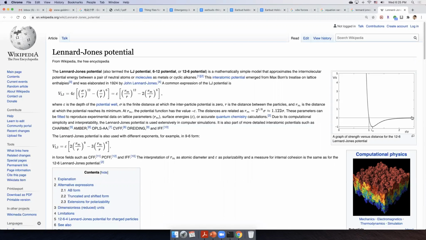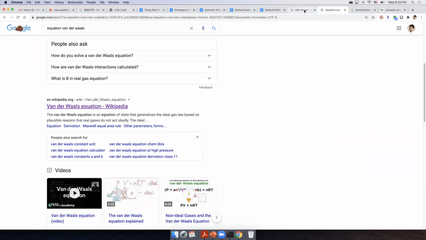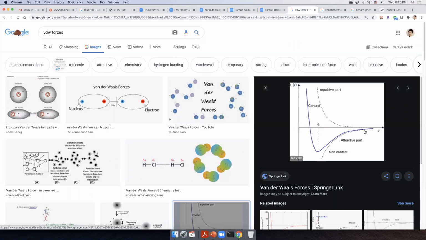If you plot this equation in xy coordinates, you will see this equation looks like this. It's very similar to the van der Waals feature. So usually we use this equation to describe van der Waals interaction. Even in MD simulations, we use this equation to calculate the van der Waals force between two atoms. So that's van der Waals force.